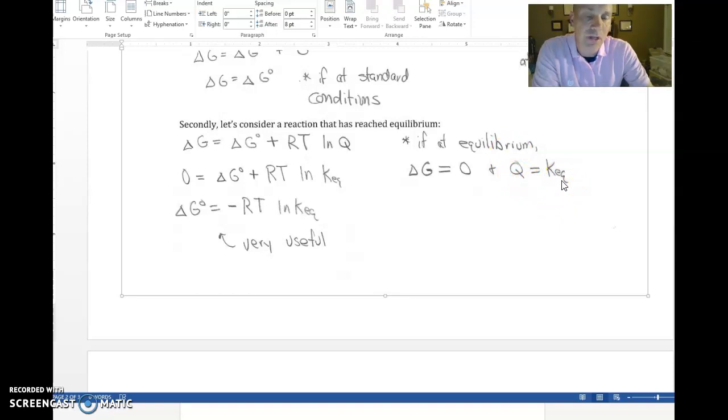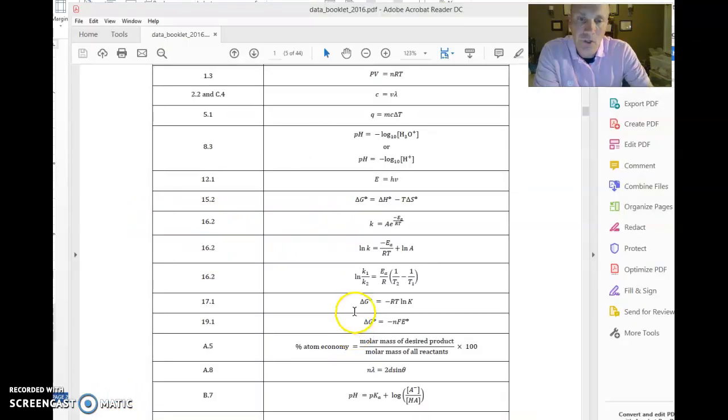We can take the same reaction that we had before, and what we showed is that delta G is going to be 0, so I can plug that in here. And Q is equal to K eq, so I can plug that in here. Just rearranging things, we get this equation right here. This is going to be a very useful equation. Before going on any further, I just want to point out that this equation is found right here in your data booklet. We're going to talk a little bit more about this equation in the next video.